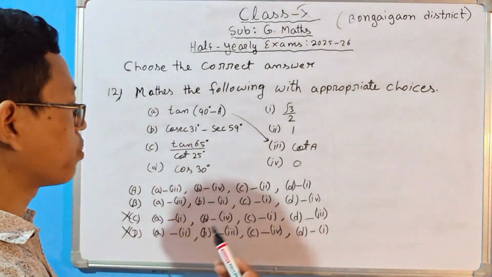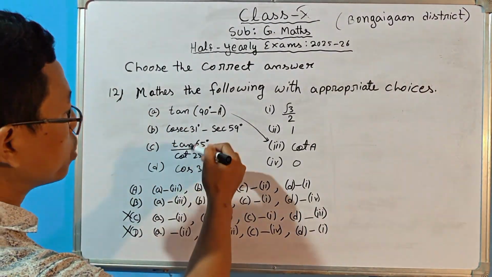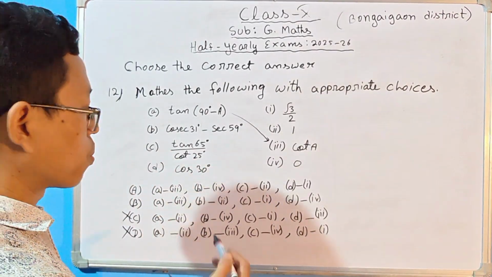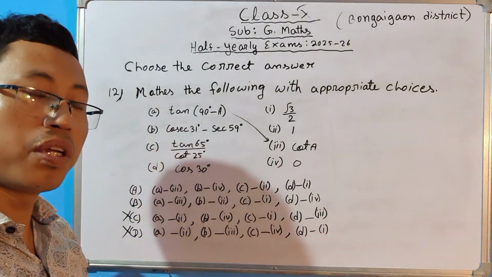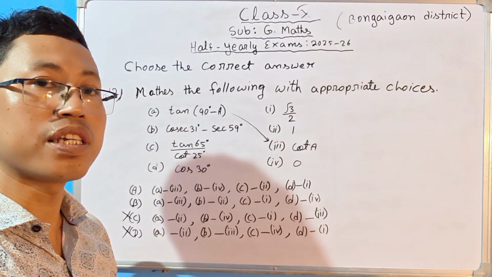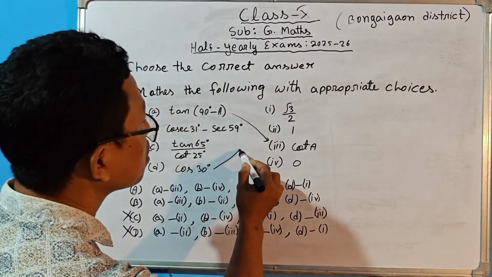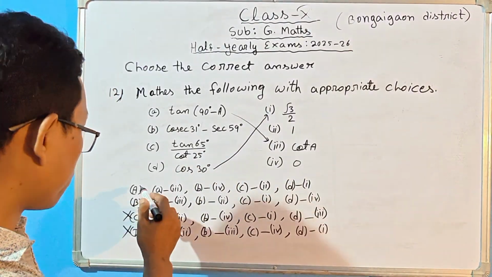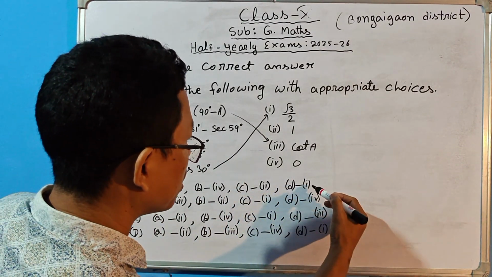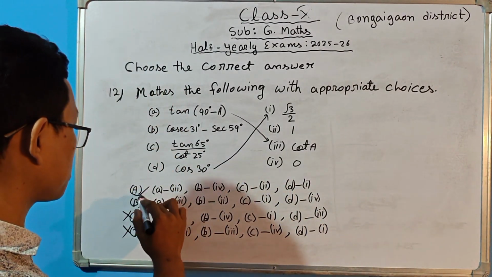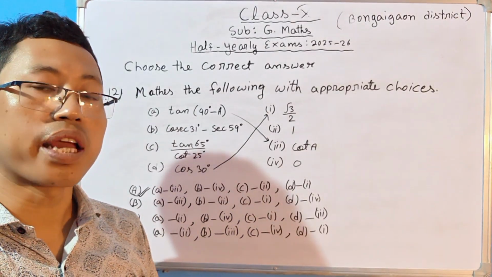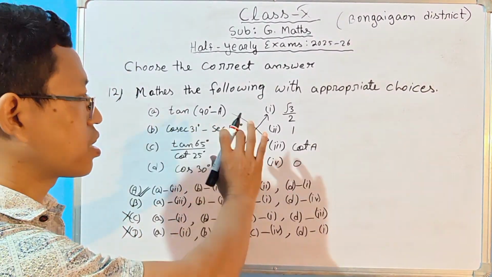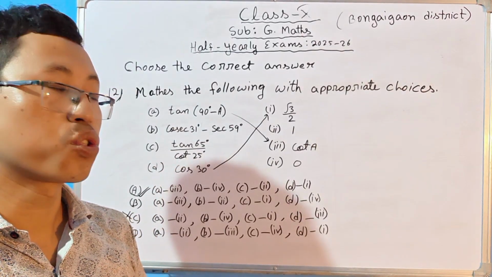Clear? Now the other one we know. Now comes cos 30 degree. What is the value of cos 30 degree? That is root 3 by 2. It matches here, that is D is matching with Roman 1. So out of these two, D is matching with Roman 1. So our answer is option A, the correct answer. Clear? I hope you understood this. The others are not necessary to solve.